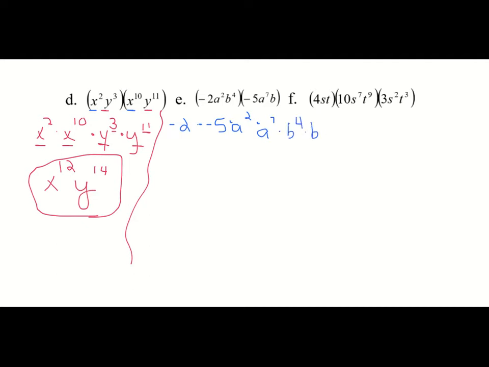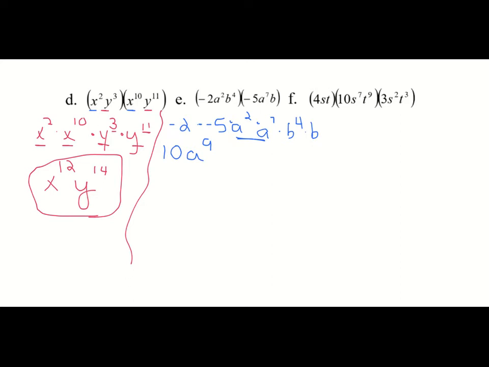So when I go to simplify this, negative 2 times negative 5 is going to give me a positive 10, because two negatives make a positive. Now when I look at my a's, again, because they have the same base, I can add those exponents because I am multiplying them together. And 2 plus 7 will give me 9. So I have 10, a to the 9th.